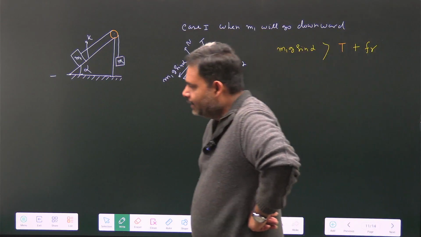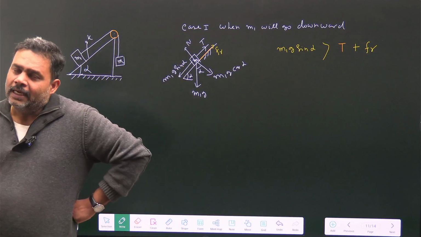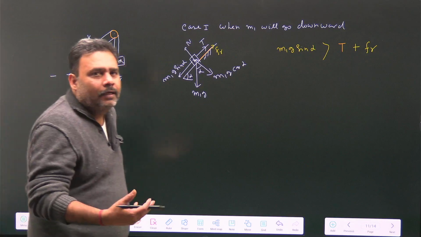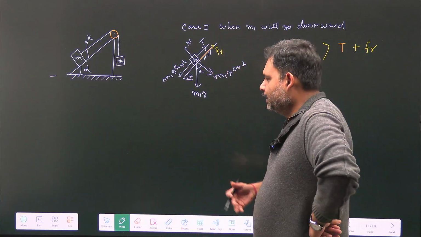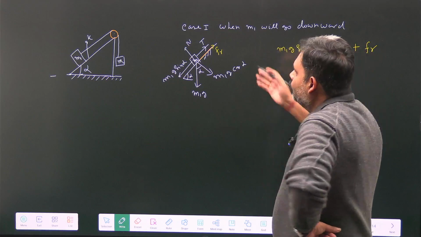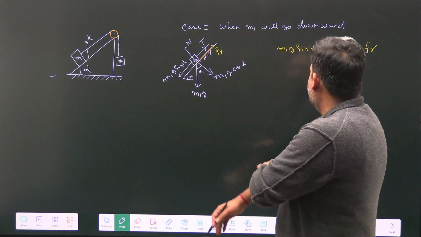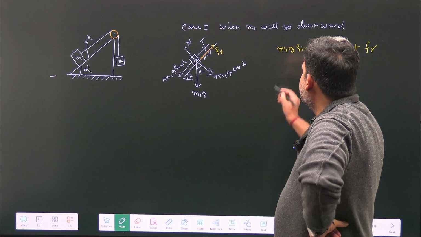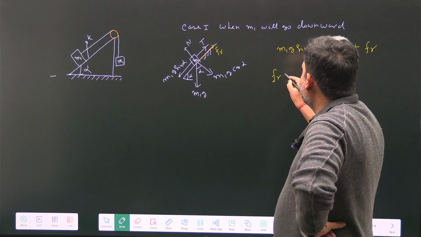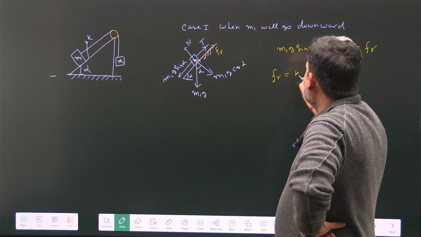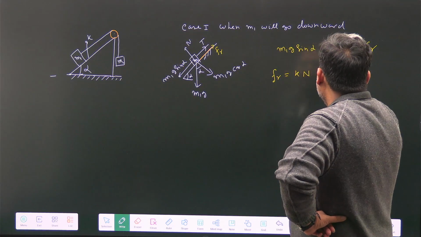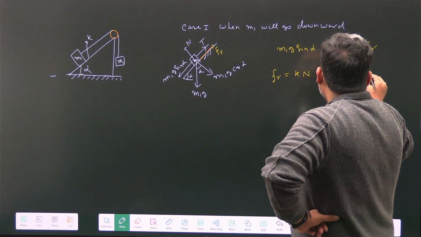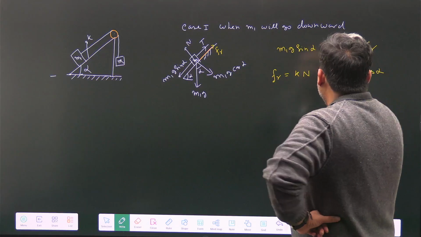Must be greater than tension plus frictional force. और यहाँ पर कौन सा frictional force लगेगा? Obviously you will use kinetic friction, है ना? Because ये आपका motion हो रहा है तो you will use the kinetic friction. Then what will be your kinetic friction? आपका जो यहाँ पर kinetic friction होगा, that value is equal to k into normal, and that value is equal to k into m1g cos alpha.